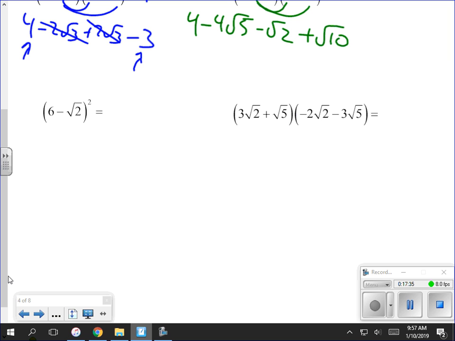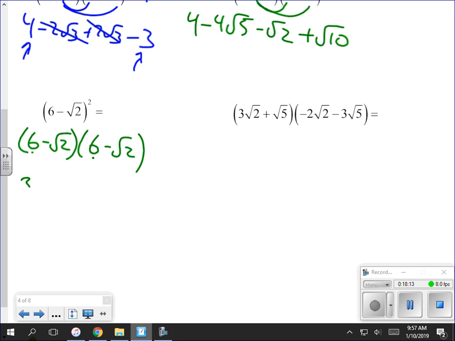6 minus the square root of 2. Okay, you have to remember one key thing: what does it mean to square it? That means I have 6 minus root 2 times 6 minus root 2. You do not square 6 and do not square the square root of 2. You cannot distribute exponents across subtraction or addition. It's 6 minus root 2 times 6 minus root 2, and you FOIL that out.